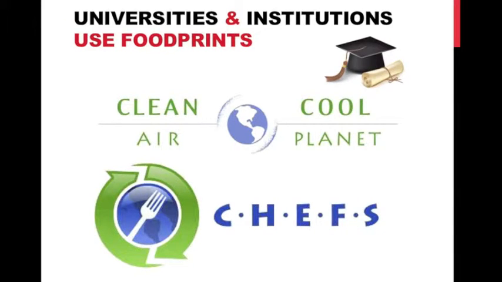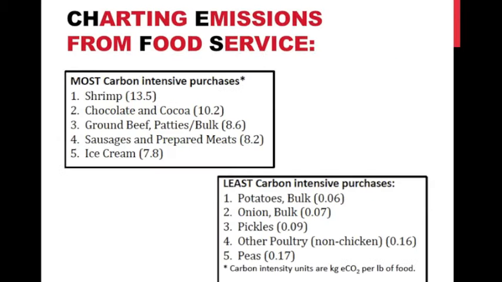Universities, with their educational mission, and other institutional food service locations can also do their part. Clean Air Cool Planet's charting emission from food service, or CHEFS, helps schools increase awareness about their carbon footprint. It sparks conversations between different people on campuses, such as dining hall professionals, university staff, faculty, and students. Universities that have used CHEFS were able to identify the amount of high and low carbon intensity foods that they were purchasing. With this knowledge, they can work towards limiting the high carbon purchases and increasing their use of low carbon alternatives.